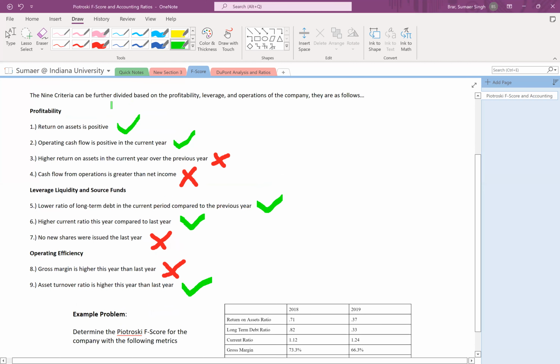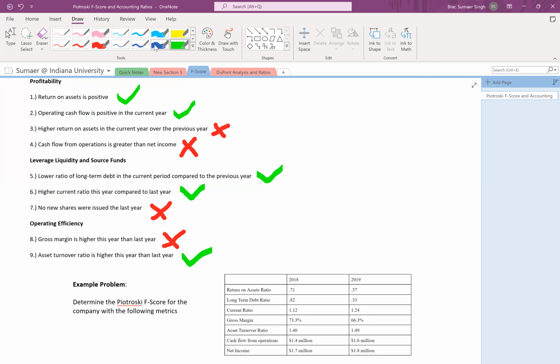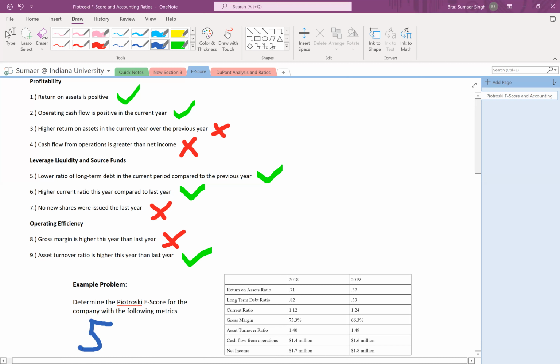And from here, we add up all of the criteria that have been met. And so if we count 1, 2, 3, 4, 5, our final answer will be a Piotroski F-score of 5. Yeah, and I accidentally covered the lettering, but that's all right.